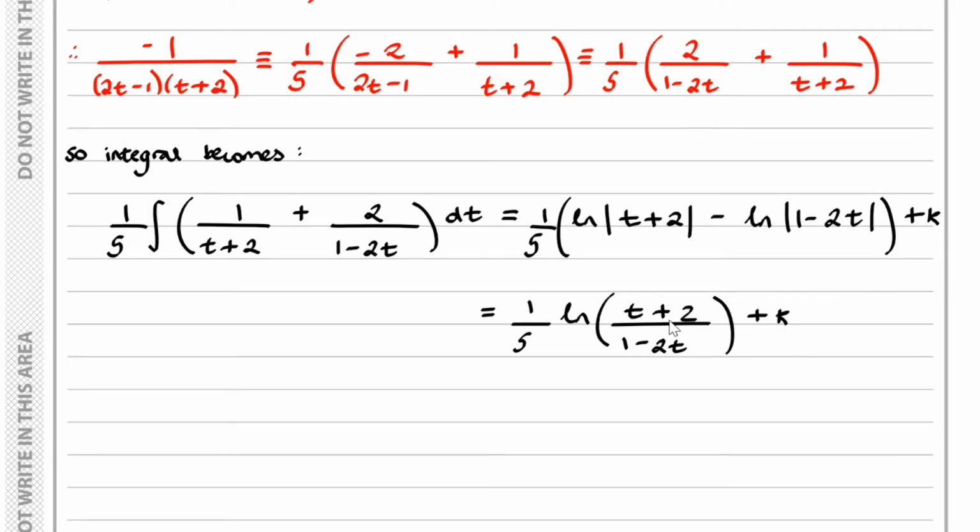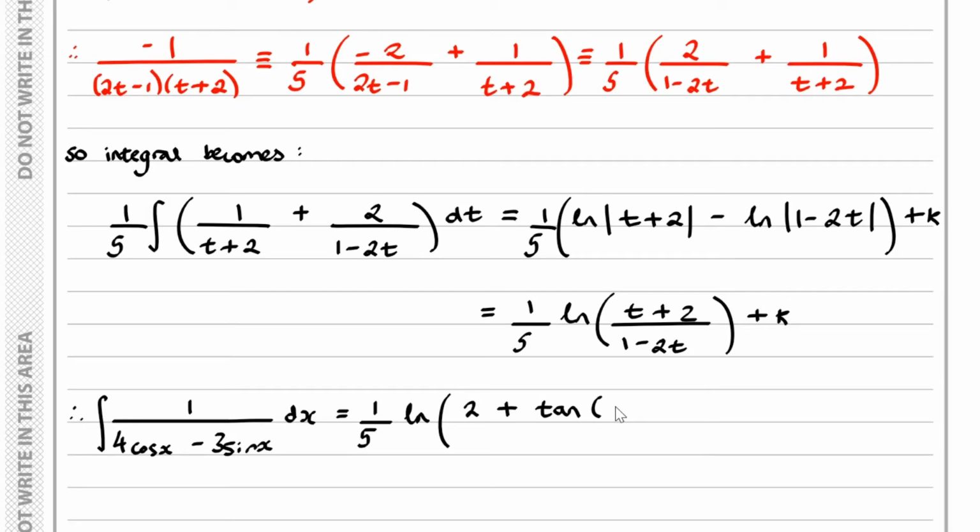And therefore, what we can conclude is, knowing the fact that t is equal to tan of x upon 2, that this integral, if I just write it out neatly, is the same as 1/5 times the natural log of 2 plus tan of x upon 2 over 1 minus 2 times tan of x upon 2, plus some constant k. And that's what we wanted to show. Okay?